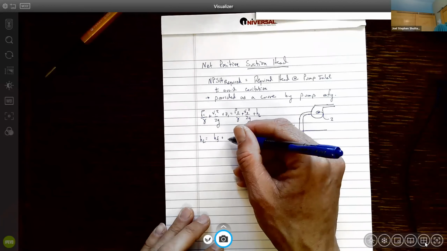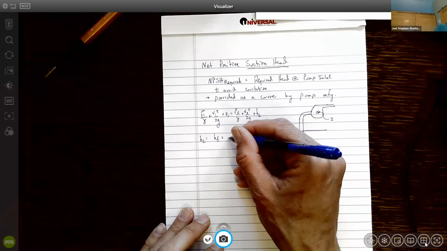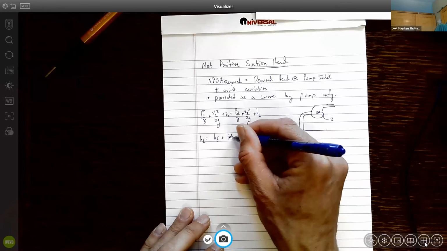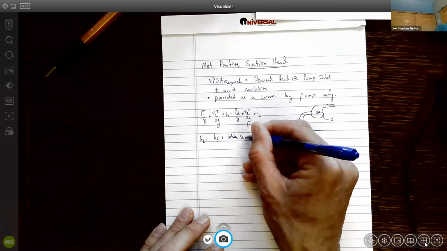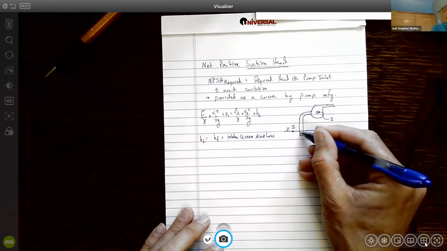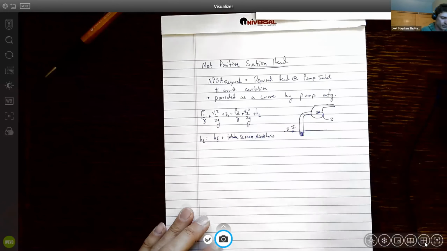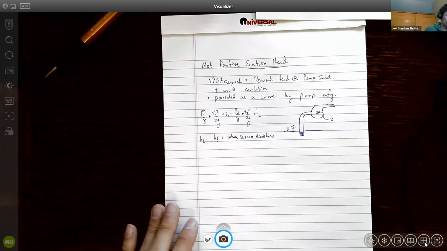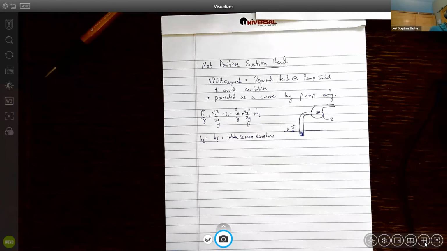And usually we're just thinking about the intake screen minor loss. And because this is a screen, there's actually some decent losses usually at those screens. That's a pretty friction-inducing entrance.